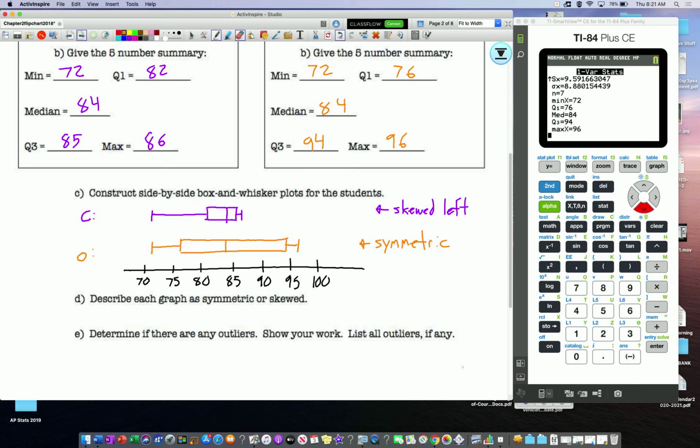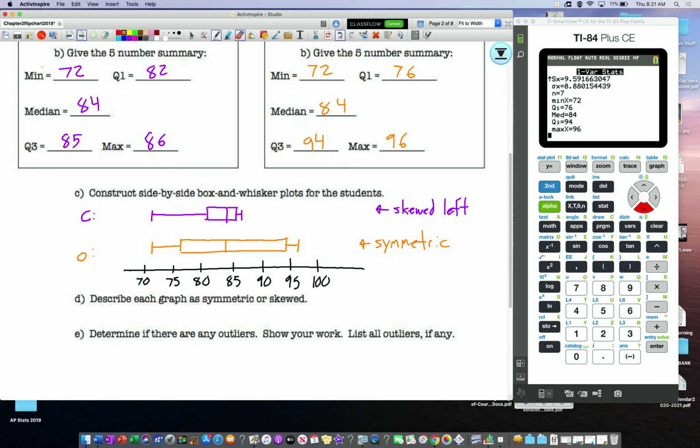Okay. So now we can start to get a picture of Oscar and Connie's scores compared to each other. Looks like Connie's a little more consistent, but tends to get some low scores. Oscar is all over the board, sometimes gets really good scores, sometimes gets really low scores. Now this part E is all about tomorrow. I know I didn't talk about outliers. We'll wait for that for tomorrow.